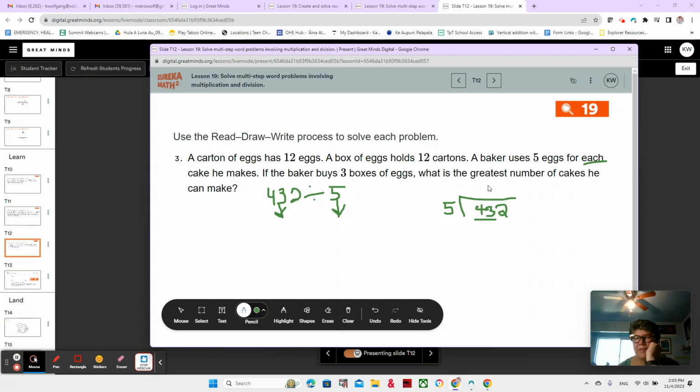43 divided by 5, that would be 8. 8 times 5 is 40. Subtract. So remember, divide, that's where we got the 8 from. Multiply, that's where we got the 40 from. Subtract, that's the 3. And then bring down, that will be the 2. And now we have 32. And 32 divided by 5, well, I know that 6 times 5 is 30, right? And subtract, and that would be 2 left over, and it's smaller than my 5.